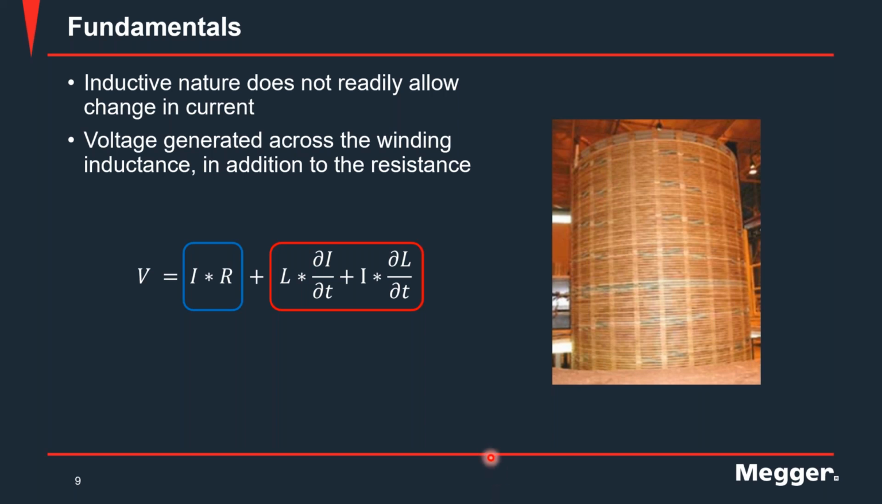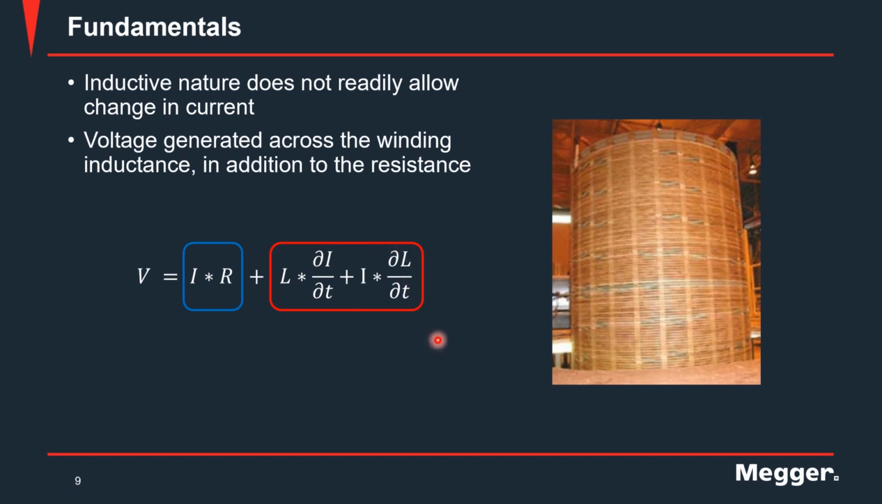On the left hand side of your screen, you can see this equation, which is the total voltage drop when you are trying to measure the winding resistance. You have your resistive component, which is pretty straightforward using Ohm's law: current times the resistance of the winding. But then you have these two terms: one is L di/dt and the other one is I dL/dt.